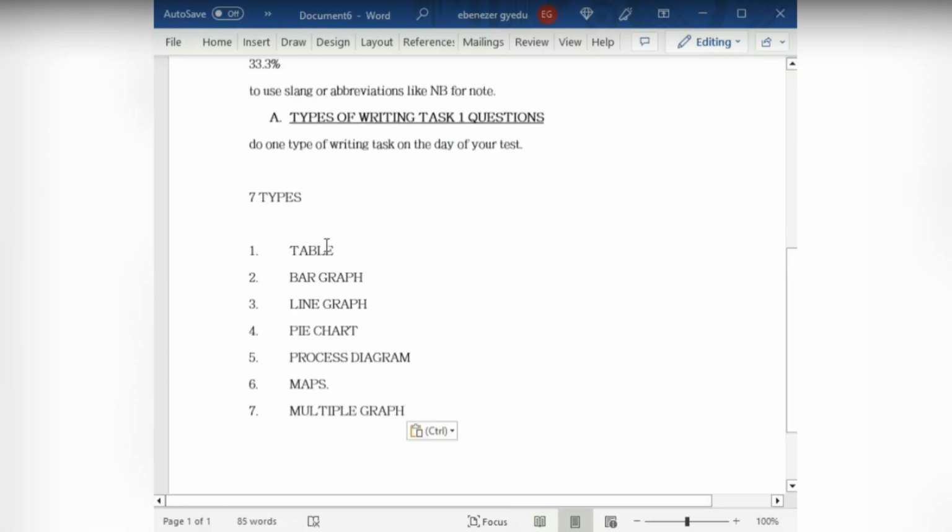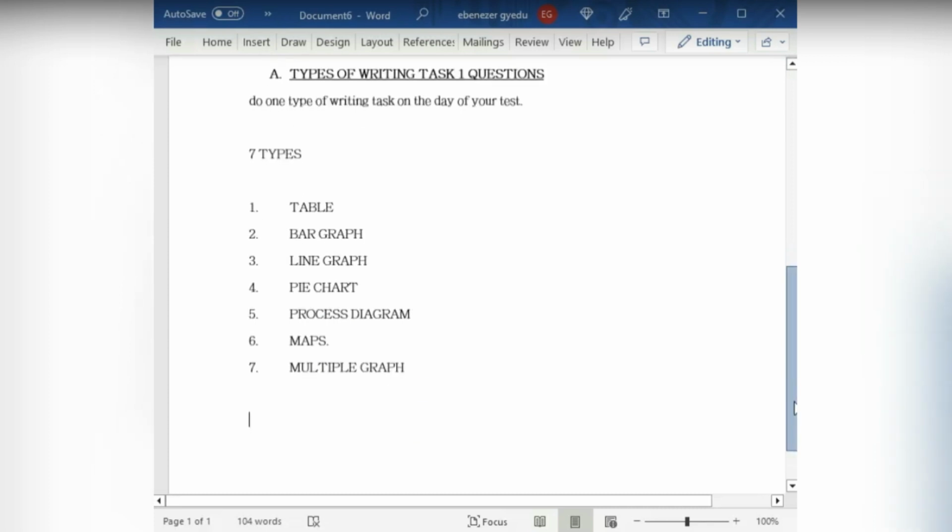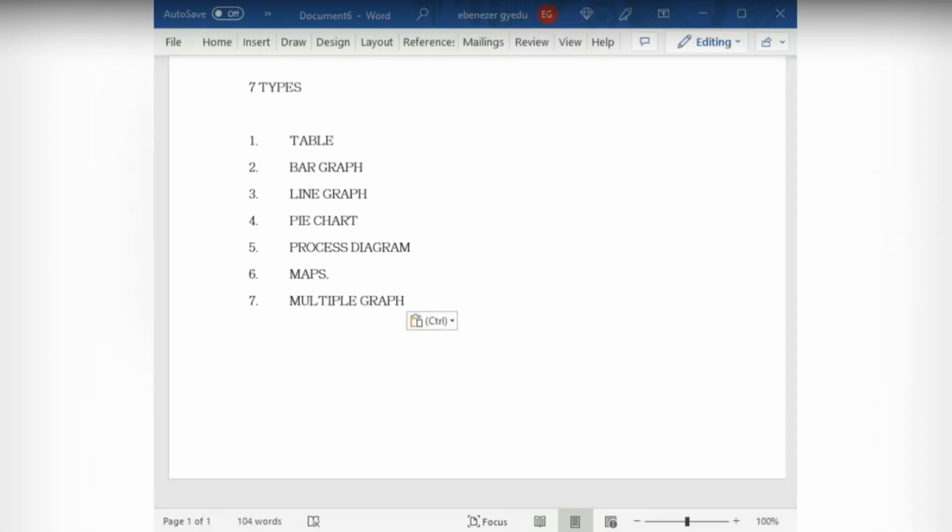1, we have a table. 2, a bar graph. 3, line graph. 4, pie chart. 5, process diagram. 6, maps. 7, multiple graphs. You should expect one of these question types on your test day. Take note of that. Now let's look at them with pictures.